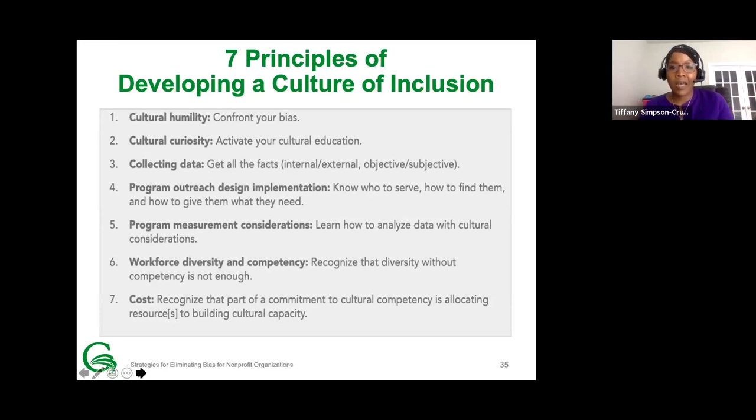Program outreach and design implementation. Know who to serve, how to find them, and how to give them what they need. And I always will say, when we are doing community work, we want to do work with the community, not for the community. So you can research a community all day, every day, but if you don't have members of that community actively involved in the program design or the service delivery process, you may hit hiccups in the process because you don't have the buy-in from the very people you want to serve.